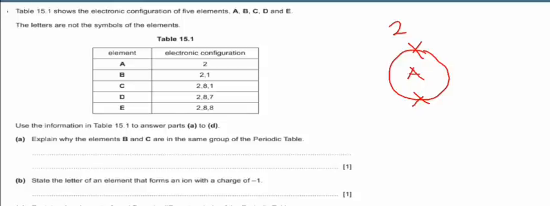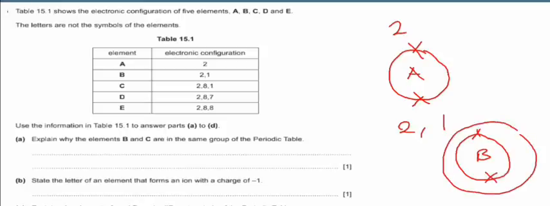So let's try to look at B. B has 2, 1. If we draw the electronic structure of B, the first shell is going to contain 2 electrons. Then the next shell is going to contain only 1 electron. So to determine the period in which B is found, we are going to count the number of shells. So we have shell 1, shell 2. Therefore, B is found in period 2.